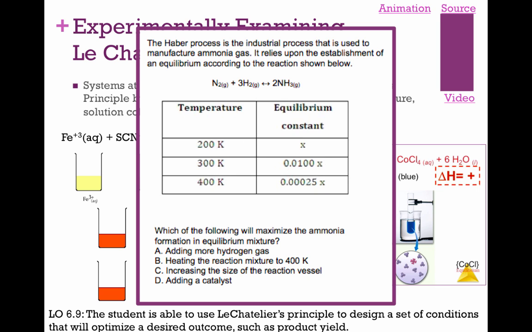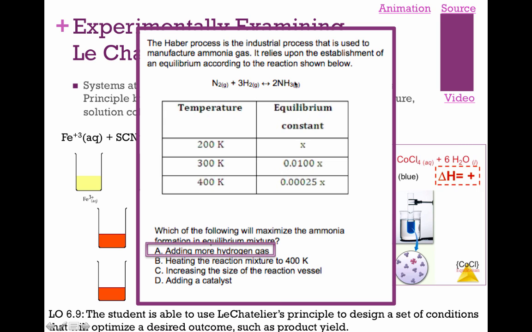So this is the Haber process, the industrial process that's used to manufacture ammonia. It relies on this equilibrium. It says which of the following will maximize the ammonia formation in the equilibrium mixture. So what can we do to make sure that we have the most ammonia possible? And so it gives us these different scenarios of what we can do.